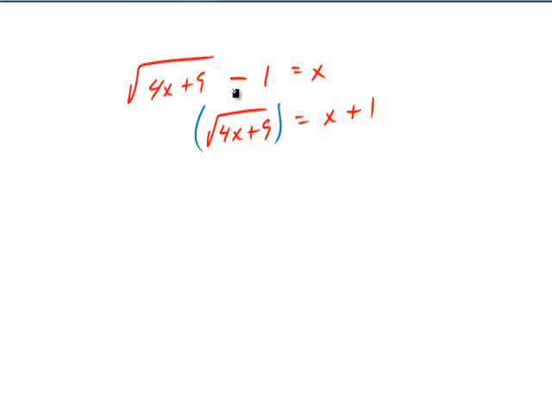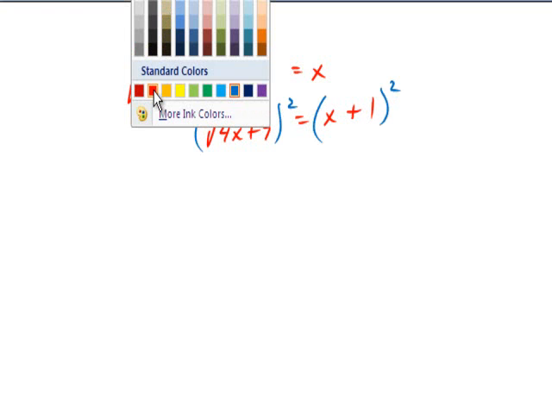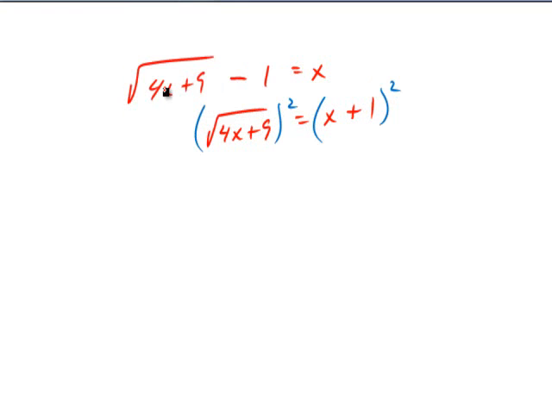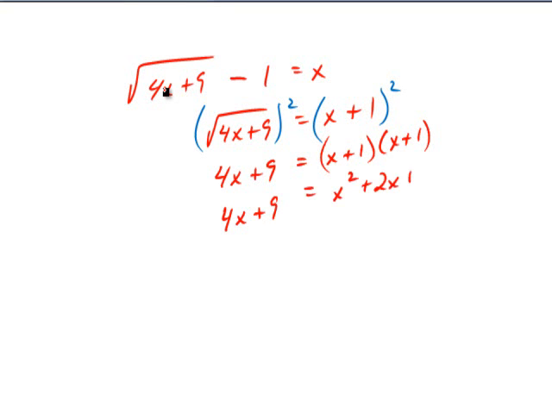I can square both sides. The left-hand side would be 4x plus 9. And the right-hand side, remember we're multiplying x plus 1 times x plus 1. x squared plus 2x plus 1.